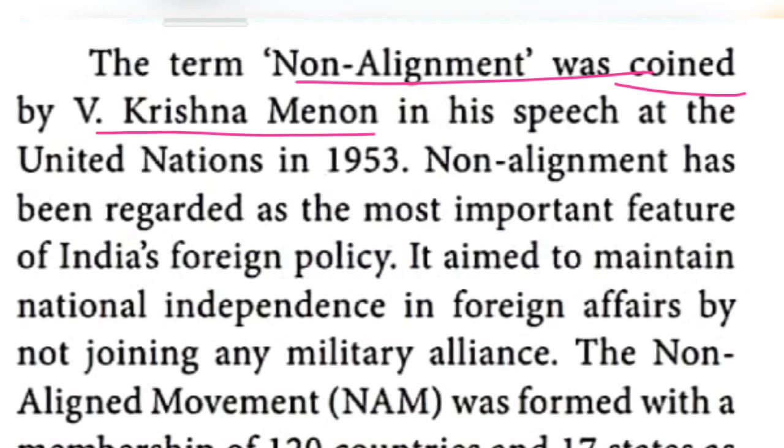This person first used it in the year 1953, when he gave a speech at the United Nations, the UNO. In that speech, V. Krishna Menon used the word non-alignment. What is the meaning? They did not join with other countries. Instead, they have friendly relationships with all the countries.